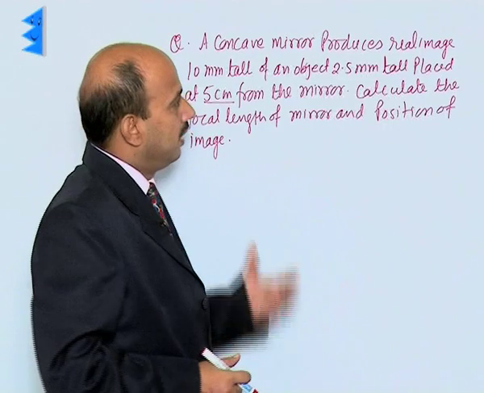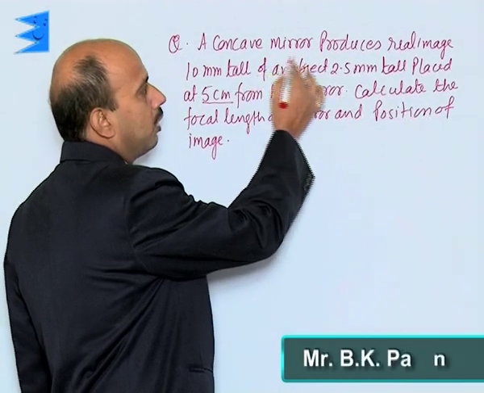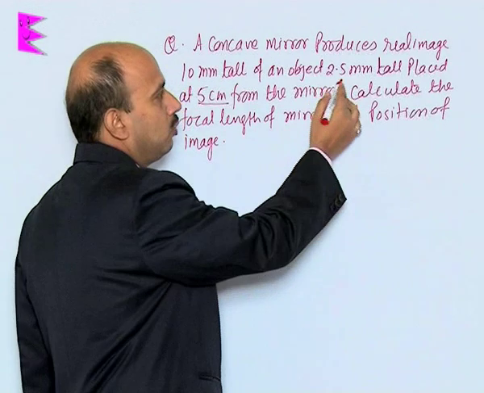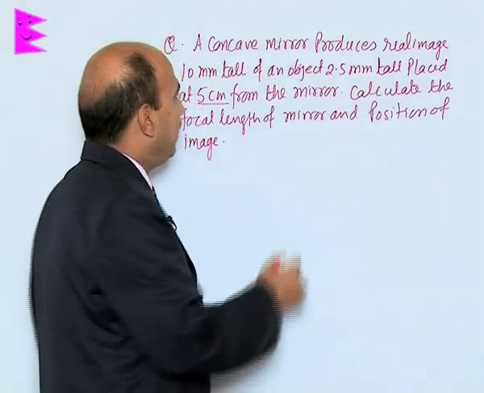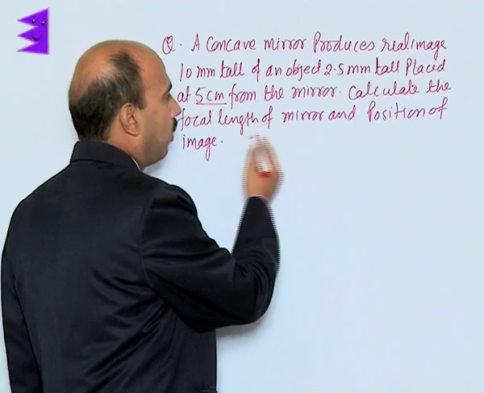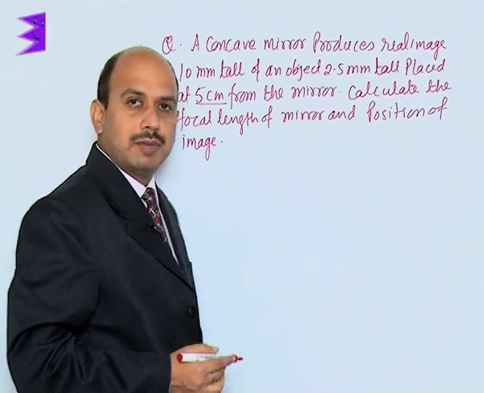Now see here, next example. In this example, a concave mirror produces a real image 10 millimeter tall of an object 2.5 millimeter tall, placed at a distance of 5 centimeter from the mirror. Calculate the focal length of the mirror and position of the image.